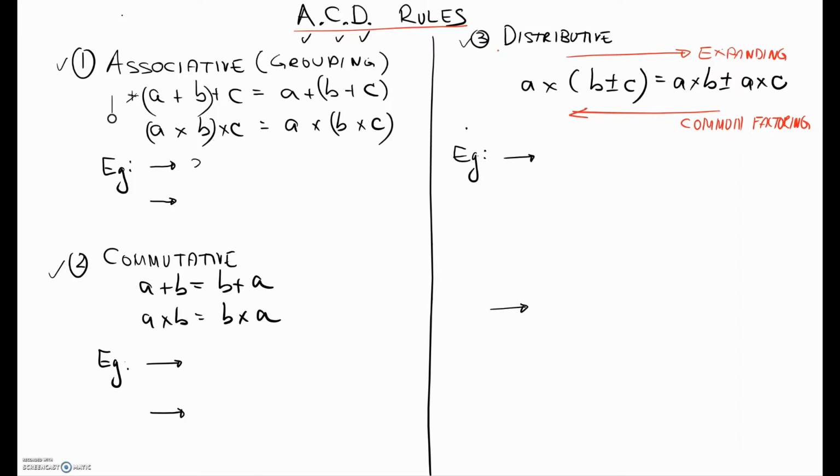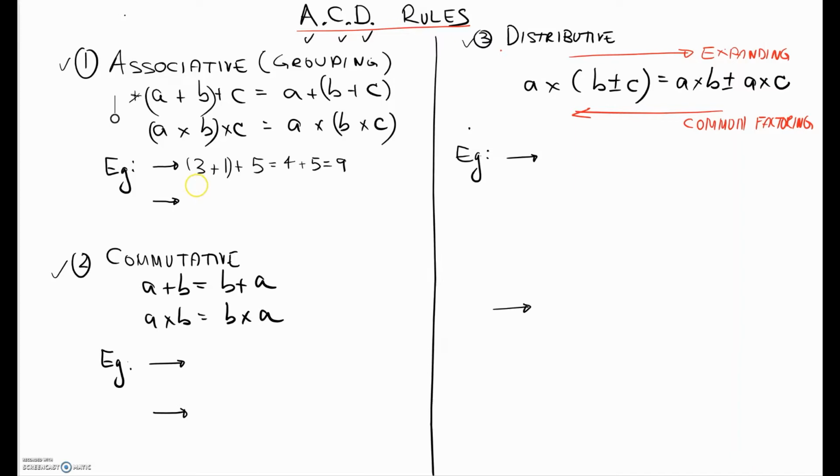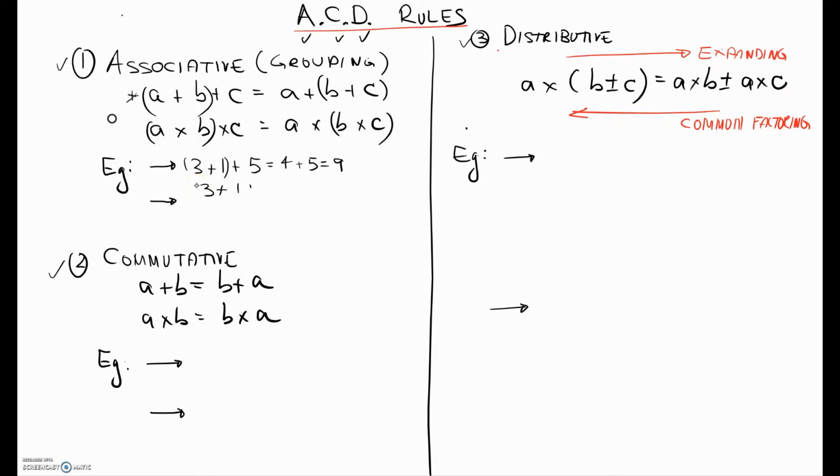Here are some examples. If I have 3 plus 1 plus 5 and I group those, then 3 plus 1 is 4, and 4 plus 5 now is going to be 9. Now if I had 3 plus 1 plus 5, but I grouped it that way, I'm going to get 3 plus 5 plus 1 is 6, so I still get the 9. So it makes no difference, my grouping.